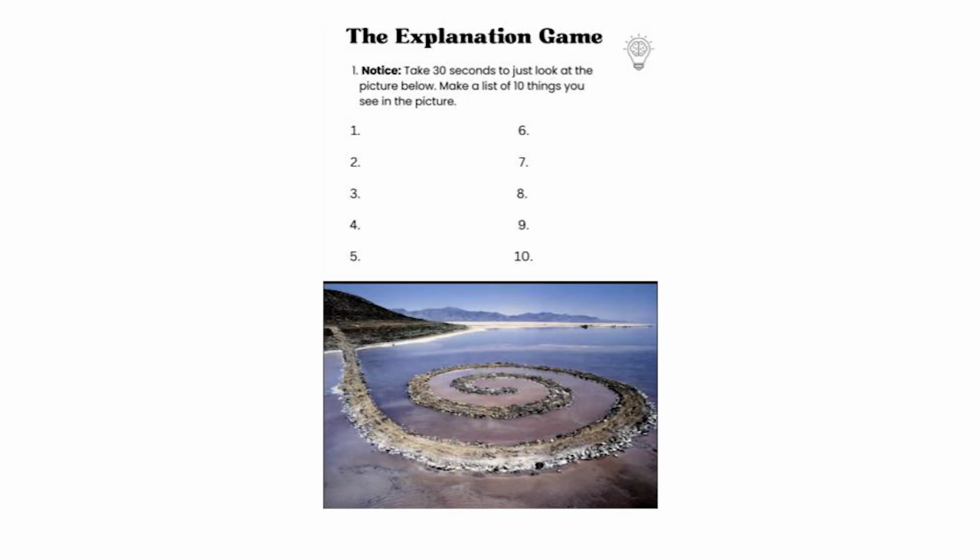Some things the students may write are, I see a spiral made of different colored rocks. There's a path leading to the spiral. The spiral starts with big circles, then gets smaller and smaller. I see water. This is the skill of observation.